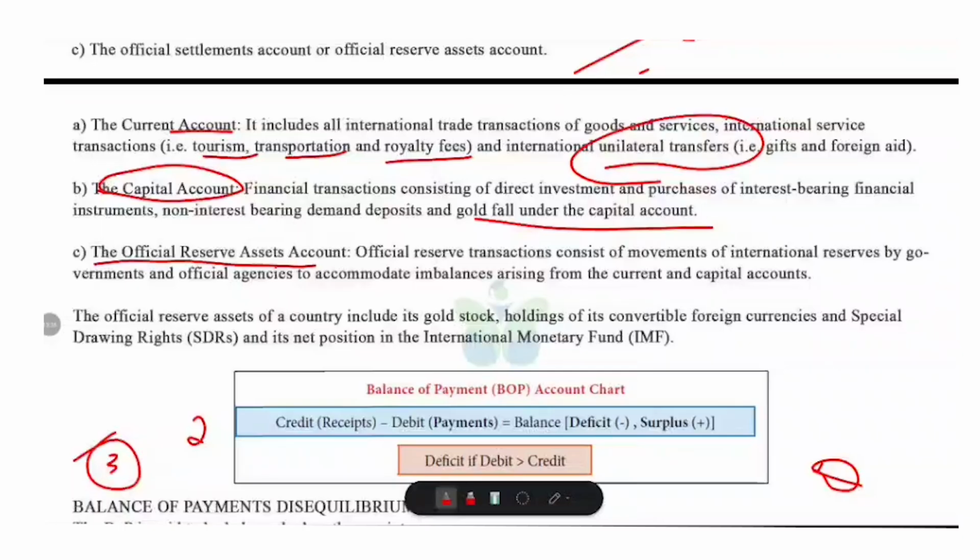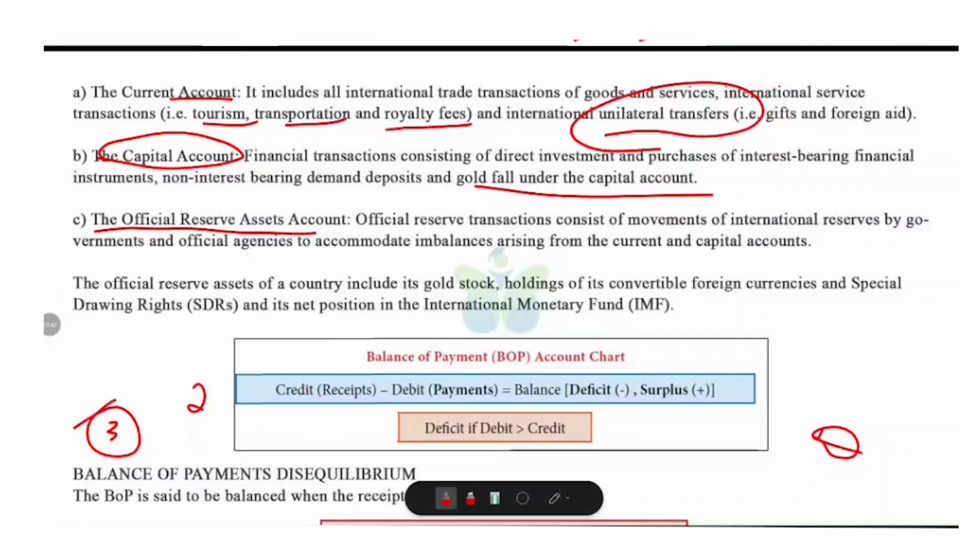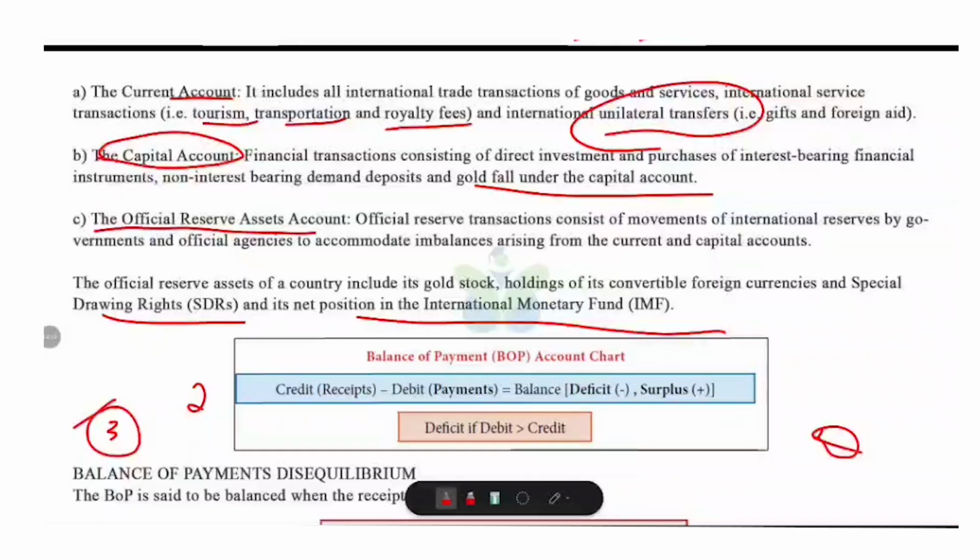Okay, then the last one, official reserve account. Official reserve asset account. This is also called official settlement account, and it records movements of international reserves by the government or official agencies. It helps balance any imbalances arising in the current or capital account. And these official reserve assets include gold stock, holdings of foreign currency, special drawing rights, and also net position in IMF. For example, if India sells part of its gold reserves to pay for imports, it is recorded as a debit in this account.